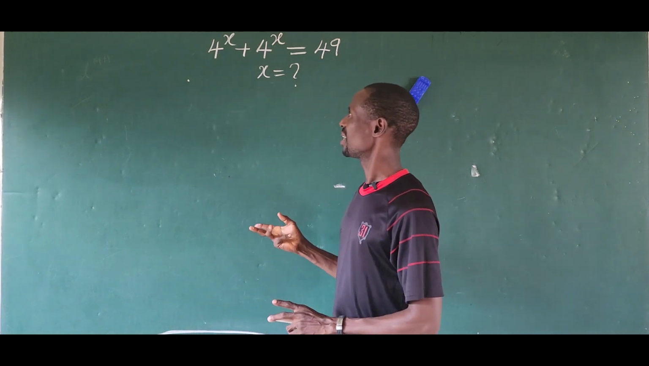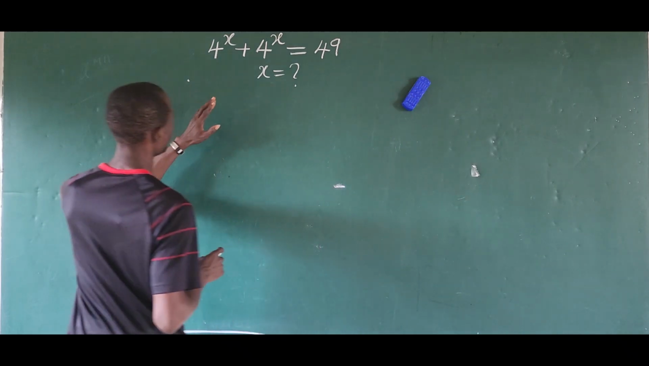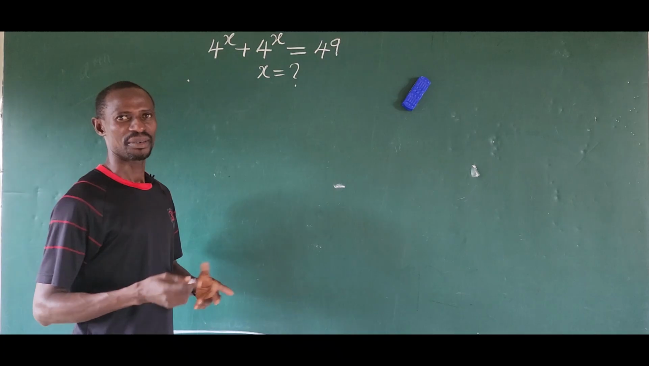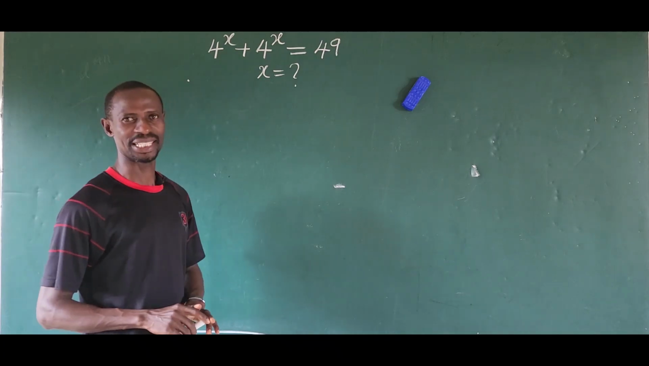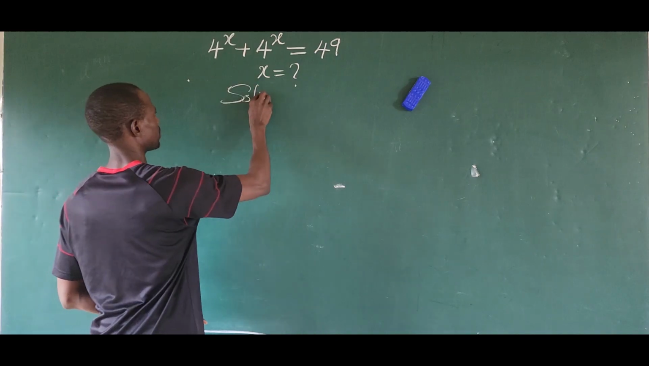Let's solve a simple exponential challenge together. The question is 4 to the power of x plus 4 to the power of x equals 49. What is the possible value of x that will satisfy this challenge? Solution.